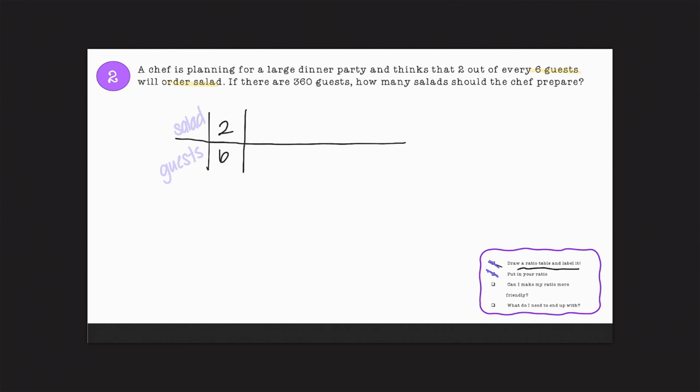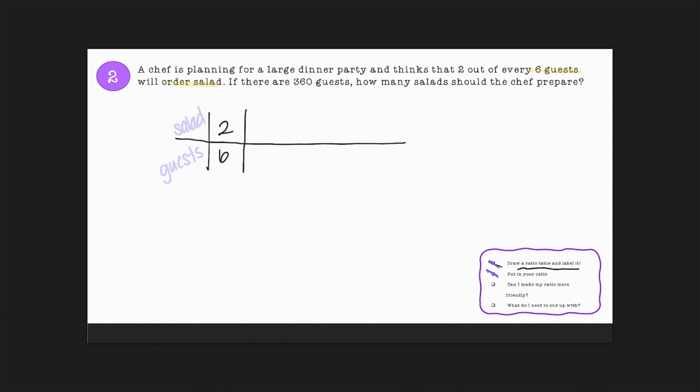Okay, let's try to make this a friendly ratio. So that's my next step. Can I make this a friendly ratio? Now, 2 to 6 is a pretty doable ratio. You don't have to do this step, but I still think that making it a little more simple goes a long way in trying to find out your eventual total.